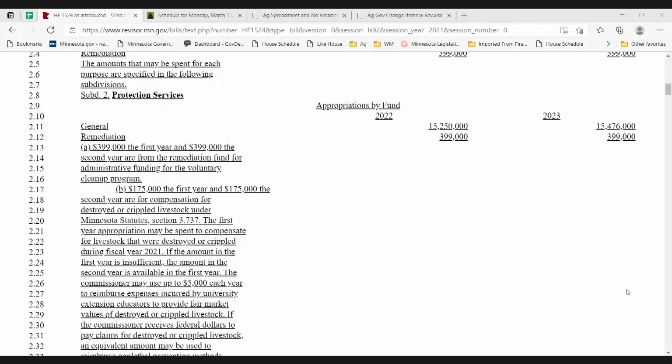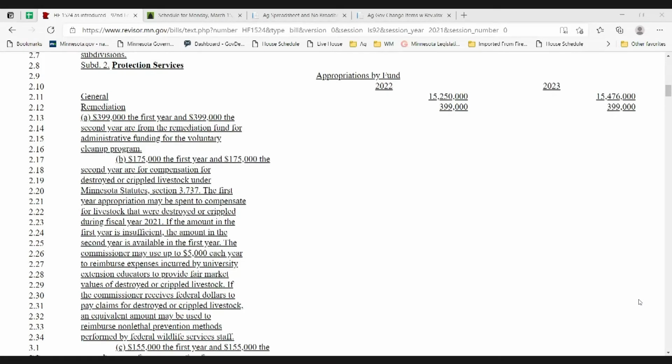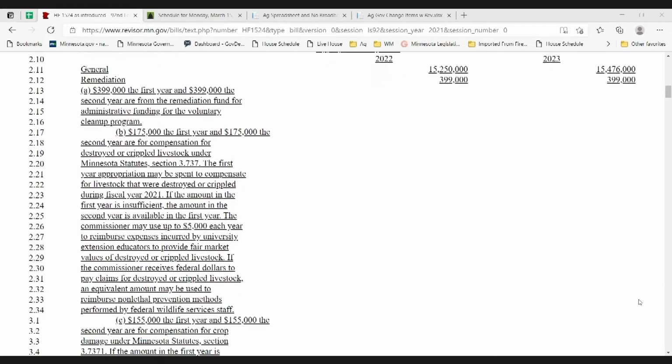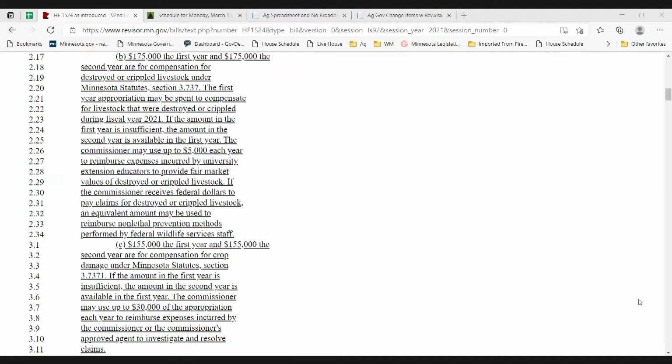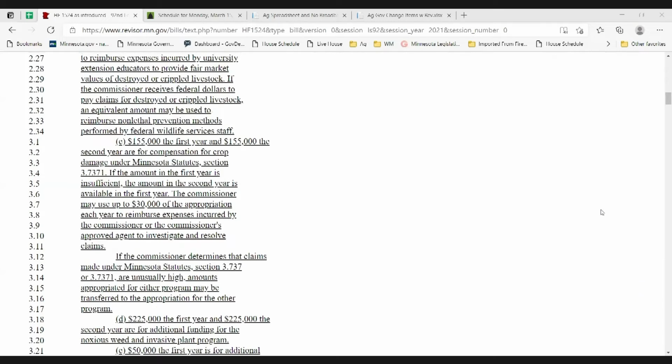So then moving into the first budgetary program for the Department of Agriculture, Subdivision 2, Protection Services. This is the budgetary program that includes most of the department's regulatory functions, food and feed safety, pesticide and fertilizer management, etc. Most of these riders are base, but if this county is actually on the screen now, starting on line 2.29, there's a new sentence, provides additional flexibility to the department. This is the rider that specifies how much money the department should allocate for compensation to livestock farmers or animals that are destroyed or crippled by wolves.